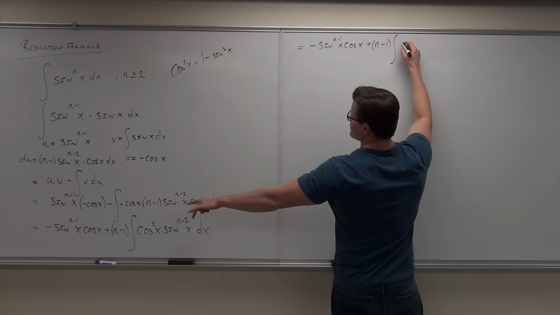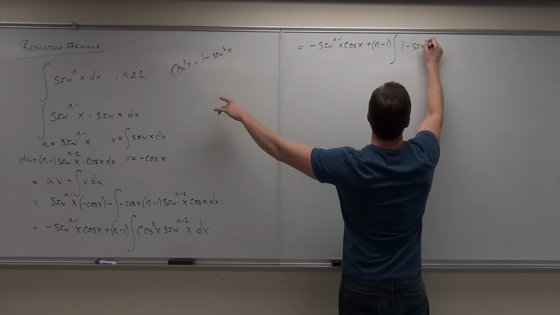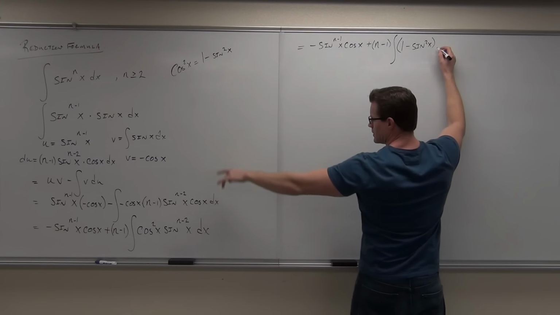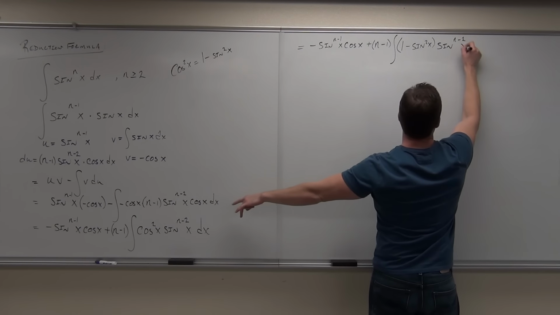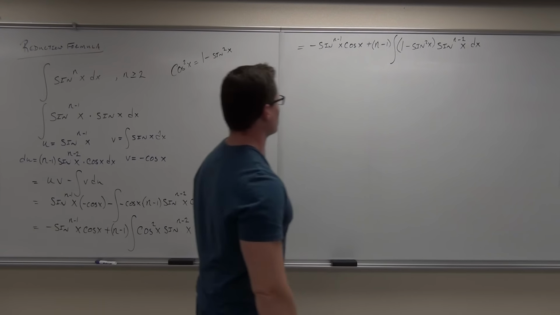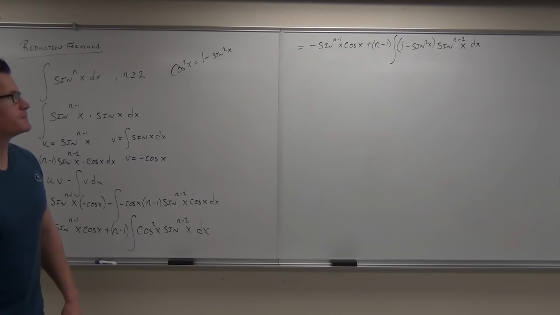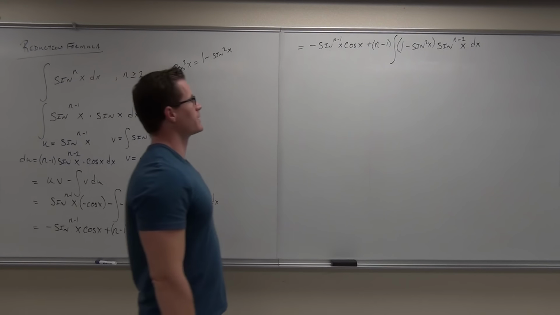So cosine squared, no, let's change it. This is going to be 1 minus sine squared times sine to the n minus 2 power of x dx. Let me know if I've missed anything. I've written a lot of stuff. Hopefully I haven't. Y'all still okay? Yeah. Okay.